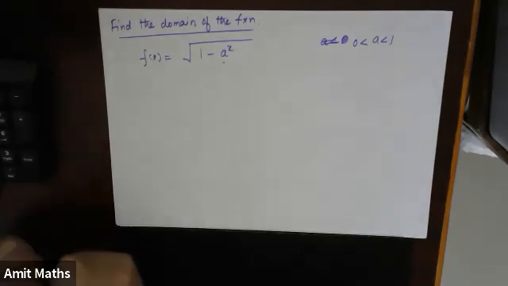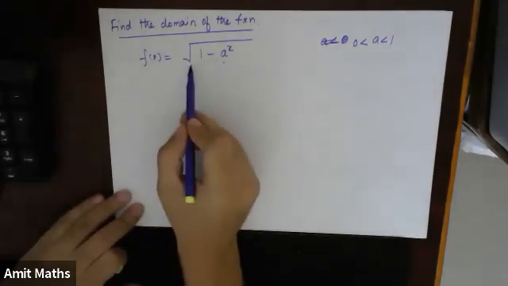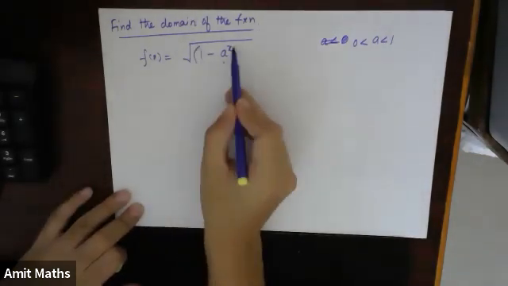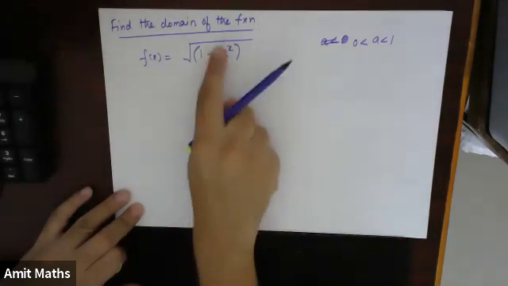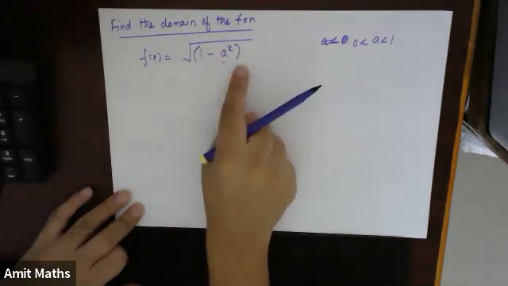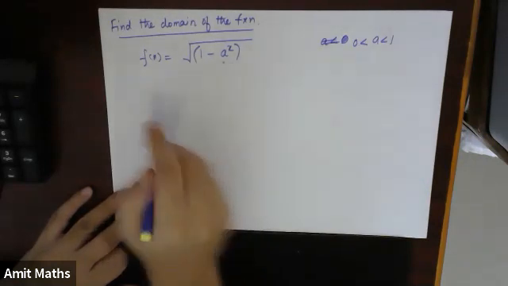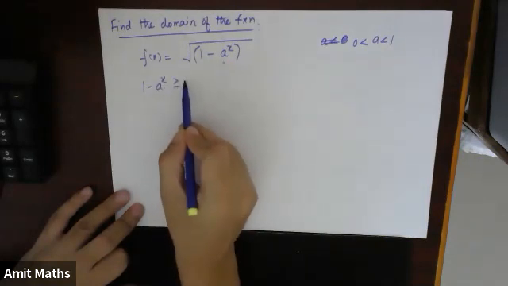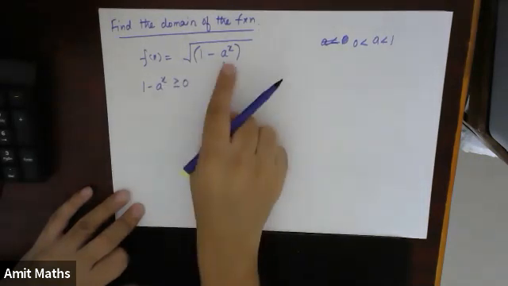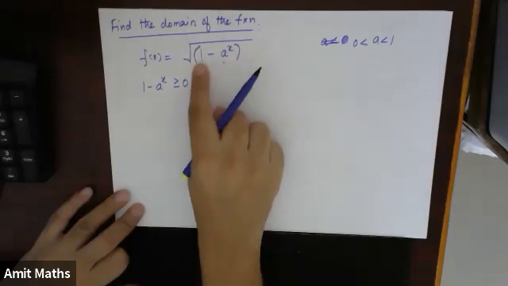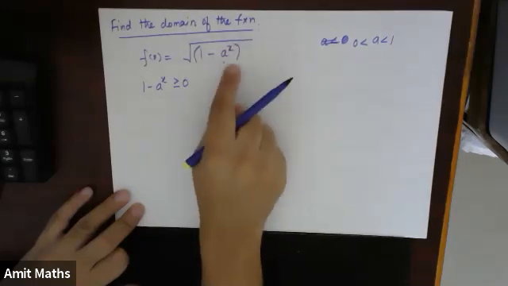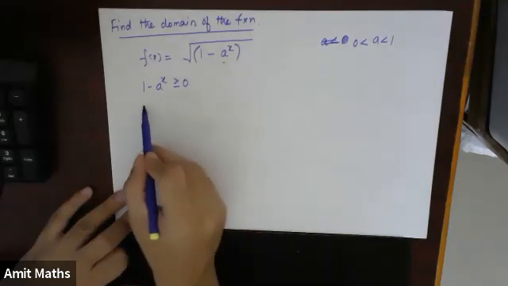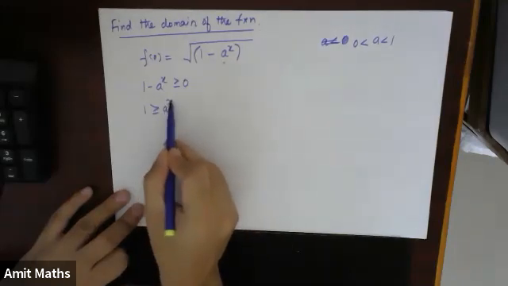Okay, now let's try to solve this question. Because there is an under root, whatever is inside the root has to be greater than or equal to 0. That means 1 minus a to the power x has to be greater than or equal to 0, because if this part becomes less than 0, then the root of negative values is not defined. Understood? So that means 1 should be greater than or equal to a to the power x.